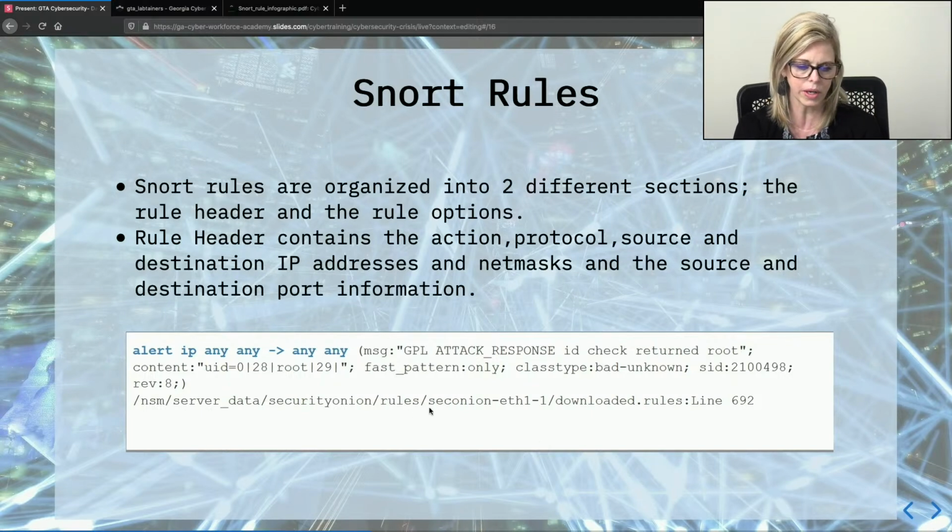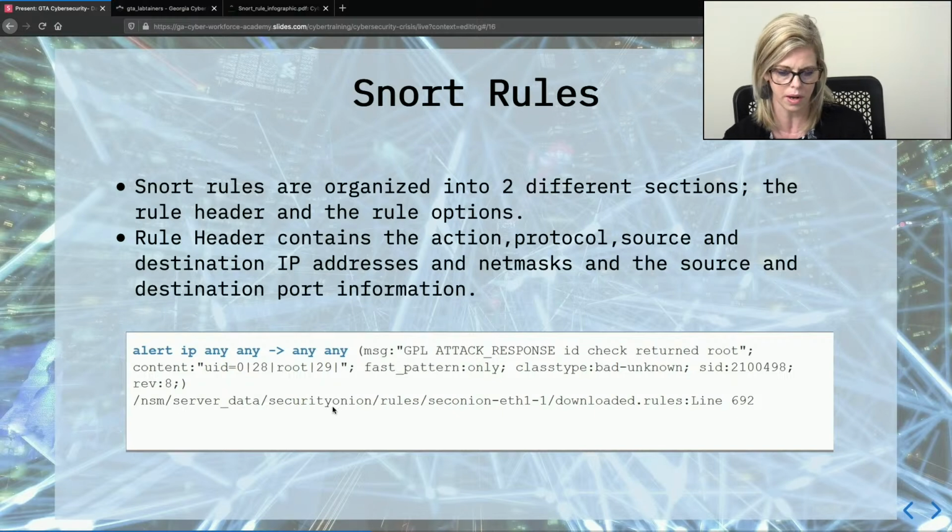And this is the actual area, this URL is where the actual rule is stored. So if you wanted to go modify this rule as part of the configuration, this is where that rule is stored and where you would go modify it.